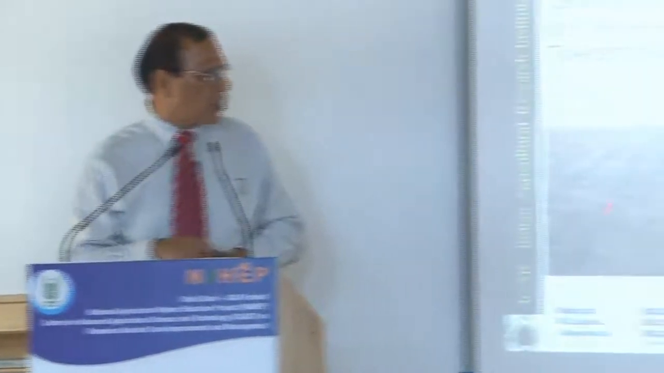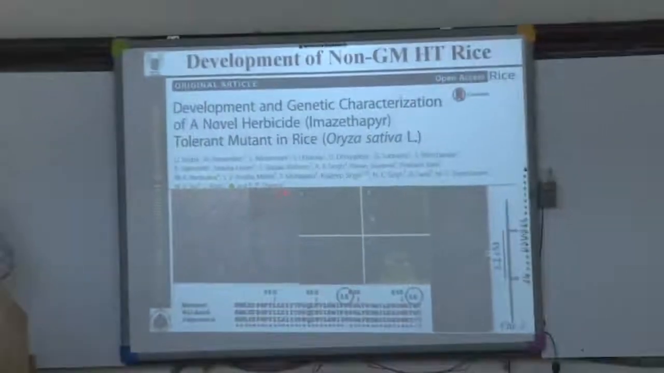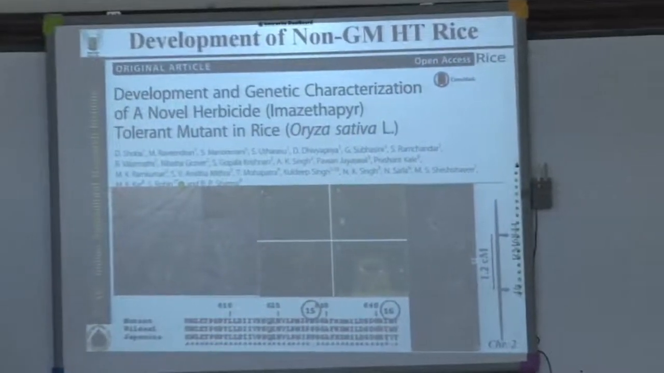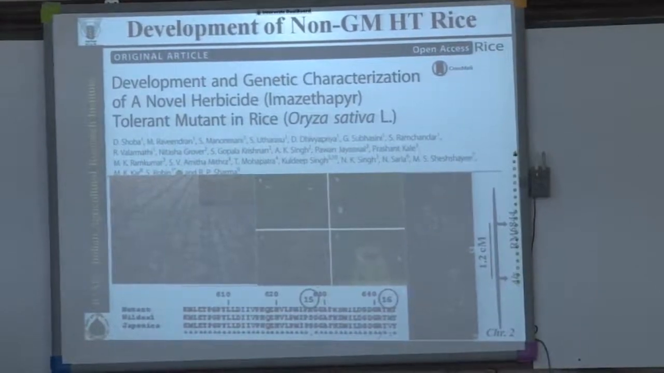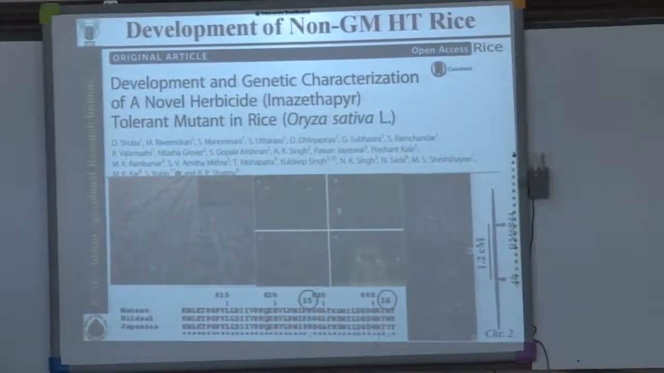but rice plants were earlier sensitive to imazethapyr. So we induced mutation through EMS treatment, and these plants were screened with herbicide. Almost an acre was grown with the M2 population treated with EMS, and all plants died except two plants that survived, and these two plants carried a mutation in the ALS gene, the acetolactate synthase gene. This gene has got two active sites.